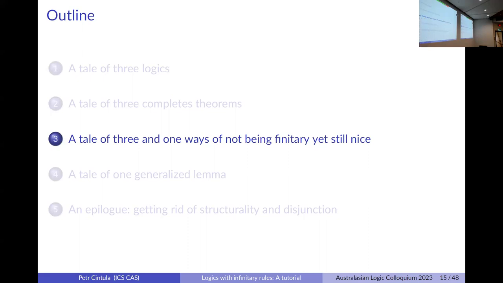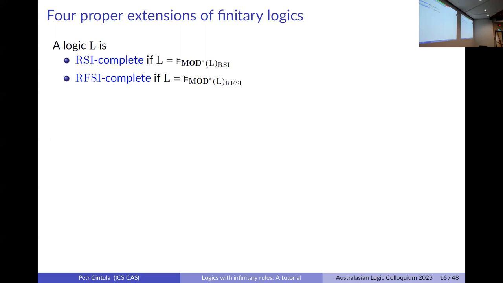I could have said four, but then it would kind of break the symmetry, you know. The beauty is more important than truth, as we all know. So we have seen that a logic can be RSI complete and not be finitary. That was the Lukashevich logic. But maybe a logic can also be complete only with respect to the RFSI matrices, not the RSI, but the RFSI is a bigger set. Those are the ones that cannot be finitely reduced.